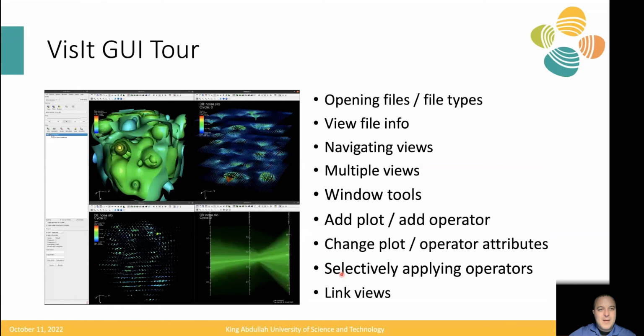Okay, so now I'm going to do about a 5 or so minute VisIt GUI tour. On this tour, we will see how to open files and look at some of the different file types. We'll learn how to view the file info once we load a file, how to navigate different views, and how to see and link multiple views. I'll show you some of the window tools in the view, the add plot and add operator controls, and how you can change the plot and operator attributes. We'll show you how to selectively apply operators, and that's with the apply to, and finally linking views. So why don't we jump into that right now?